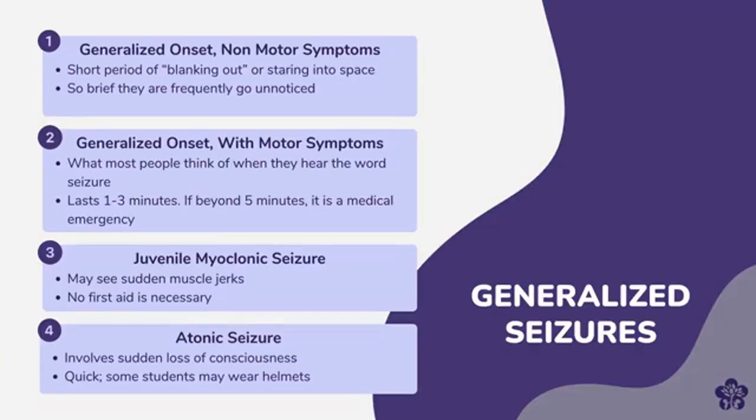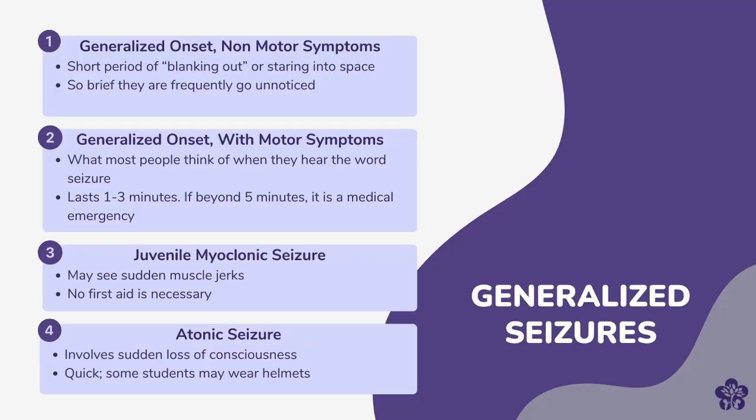A generalized onset non motor seizure is a quick seizure with a brief lapse of awareness and can last from 1 to 10 seconds. It looks like daydreaming or that the student doesn't want to pay attention in class. It can occur in clusters, and no first aid is necessary here. The second type of generalized seizures is what most people associate with epilepsy and seizures in general, but it's not the most common.